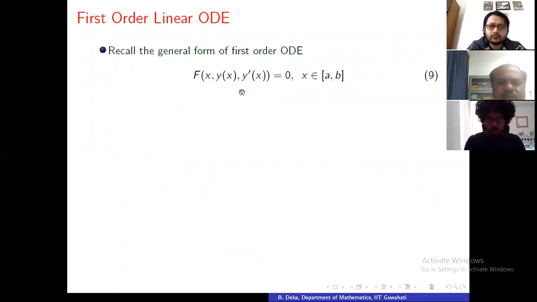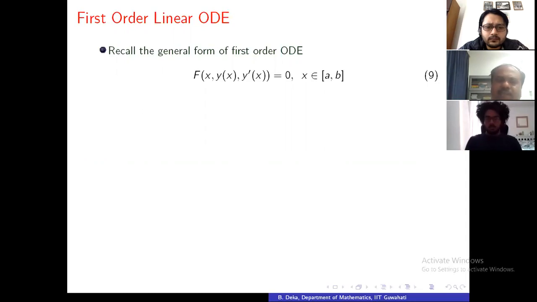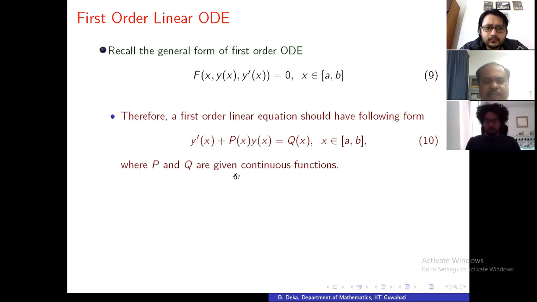So what is a first order equation? It is a mathematical expression given by equation 9. So now what is linear? Linear means f has to be linear in y(x) and y'(x). Since f is linear in y(x) and y'(x), naturally it should be of the form a y(x) plus b y'(x) plus c equal to 0. Once you apply this definition, it can be written as something like that.